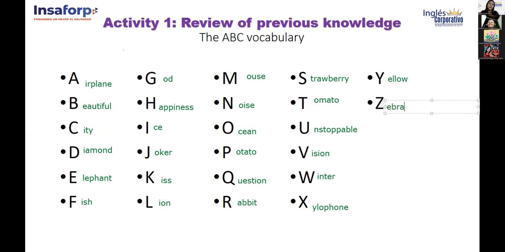We have a lot of words that you know in English. Can I have a volunteer to say each letter of the alphabet? Just the letters of the alphabet. Who can tell us the alphabet? ¿Quién se anima a decir el alfabeto? Okay, Braulio, go ahead. A, B, C, D, E, F, G, H, I, J, K, L, M, N, O, P, Q, R, S, T, U, V, W, X, Y, Z.